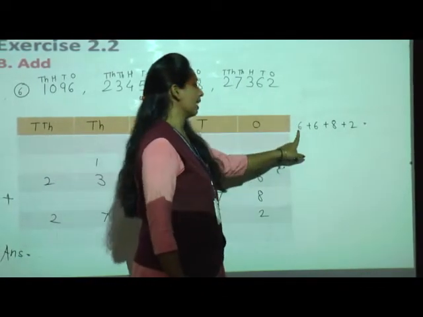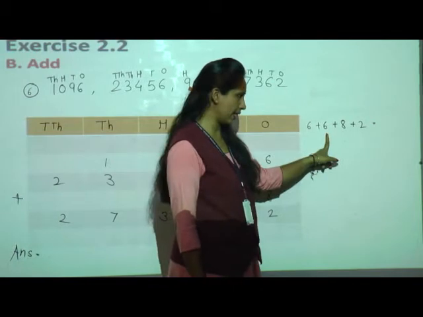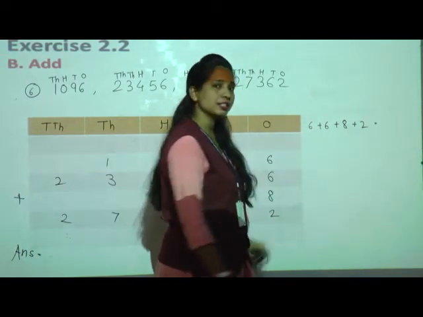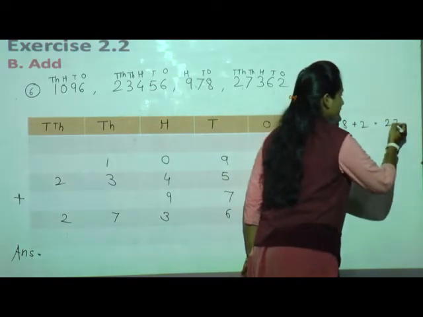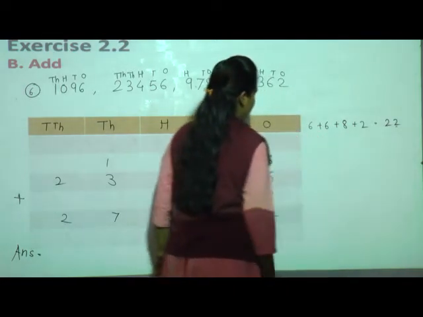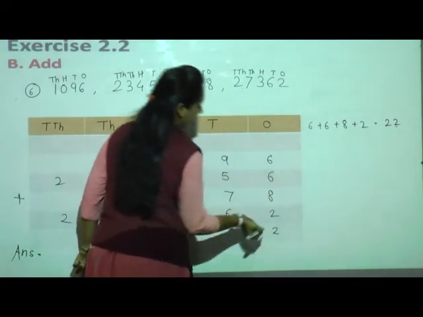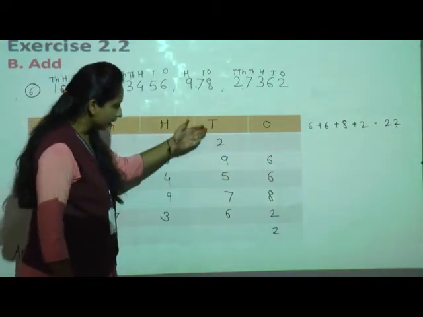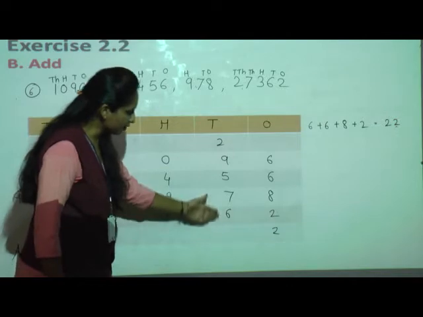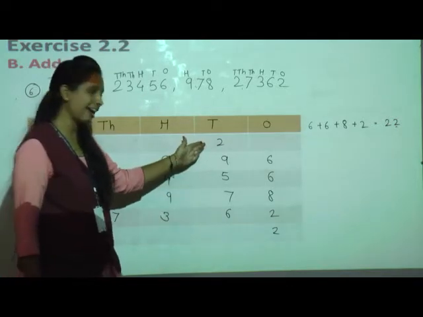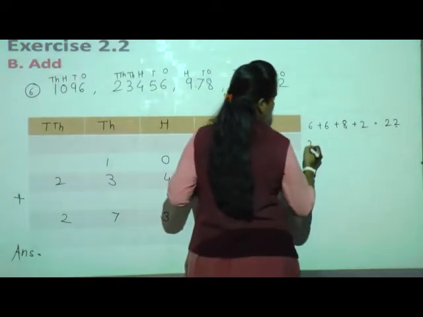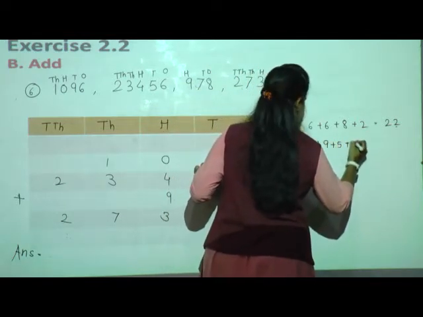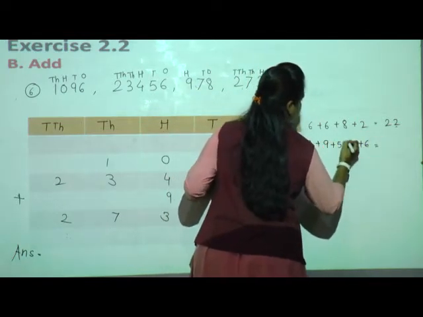Now here see, 6 plus 6, 12. 12 plus 8 is 20. 20 plus 2 is 22. So on the ones place write 2 as it is and carry 2 to the tens place. Now for the tens addition with these 4 numbers we have to take the carry also. So I'll start with the carry 2 plus 9 plus 5 plus 7 plus 6.